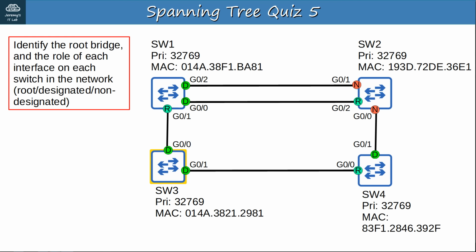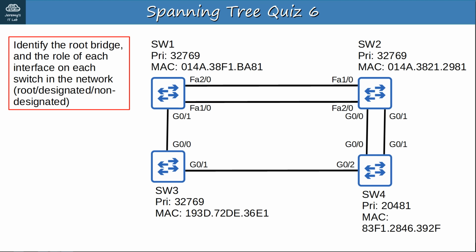Okay, let's do one more quiz. Do the same thing, but with this network topology. Look carefully. Some of these interfaces are fast Ethernet interfaces. They have a spanning tree cost of 19, not 4. Pause the video to think about your answer.